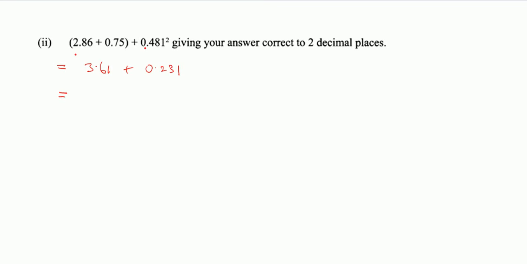And when we add this, we're going to get, so this is 3.61 plus 0.231, and that gives us 3.841. However, the question asks to give our answer to 2 decimal places, right? If we have to give this answer to 2 decimal places, it will be 3.84. Okay.